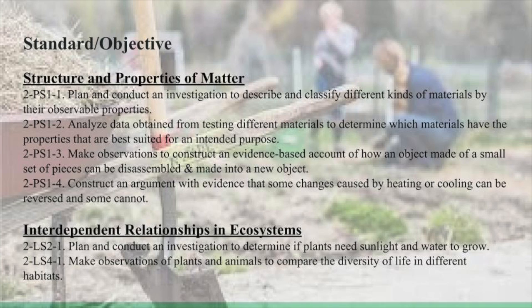The standards associated with this curriculum unit are structure and properties of matter: plan and conduct an investigation to describe and classify different kinds of materials by their observable properties; make observations to construct an evidence-based account of how an object made of a small set of pieces can be disassembled and made into a new object; interdependent relationships in ecosystems: plan and conduct an investigation to determine if plants need sunlight and water to grow; make observations of plants and animals to compare the diversity of life in different habitats.